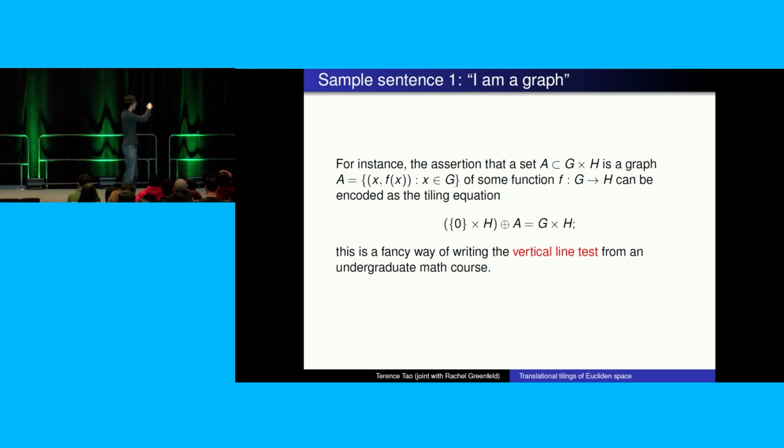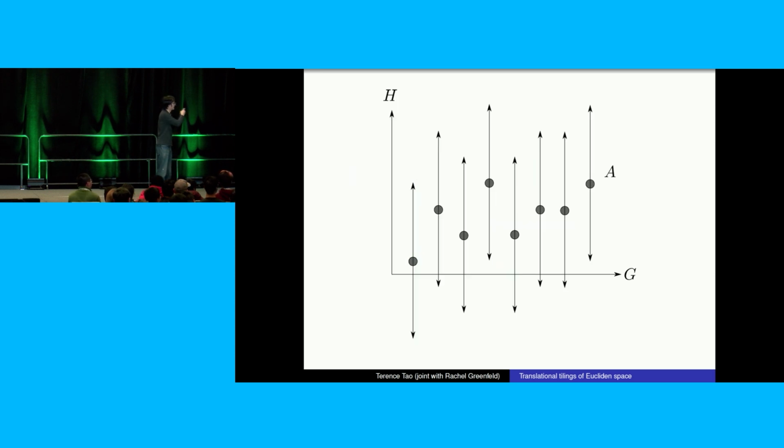If you have a subset of G cross H and you want it to be a graph, that's the same as saying that it's a tiling set for the vertical axis, the y-axis. If you take a graph and you use it to shift the y-axis around, your set A tiles all the space if and only if your set A is a graph. This is a very fancy way of describing the vertical line test, which is what we teach to American high school students and undergraduates as to what a function is and what a graph is. So maybe this diagram will explain it. So here's G cross H.